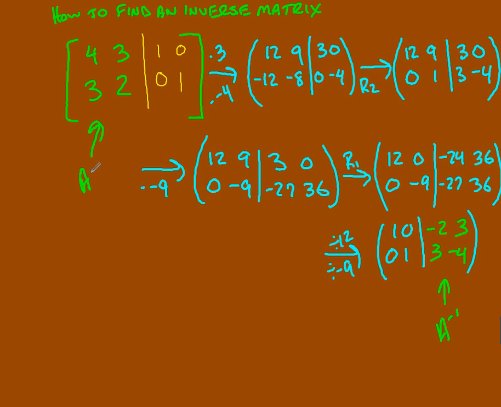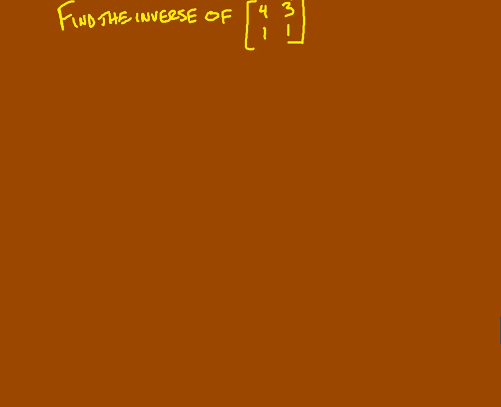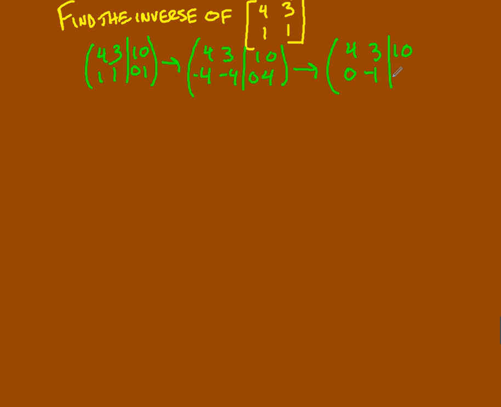Alright? So, here's an example. I would suggest pausing the video, seeing if you can find the inverse of this matrix. Alright, let's check it out. You got 4, 3, 1, 1. Remember, we augment with the identity matrix. I'm going to multiply the bottom row by a negative 4. That way I have it even with my top leading entry. So this will now be 0, 4 on the bottom. I can now add them together. Top row is still the same. My bottom row will now be 0, negative 1, 1, and 4.